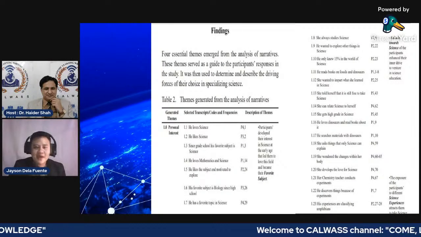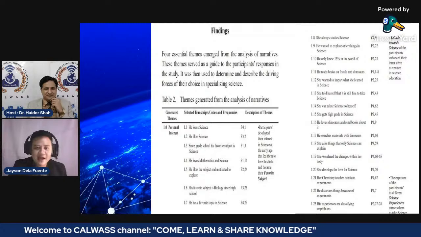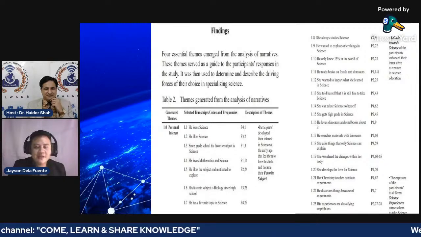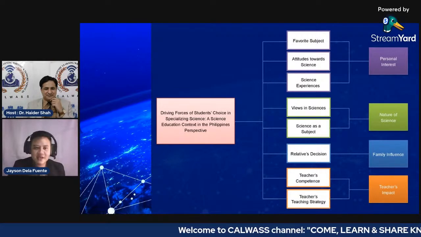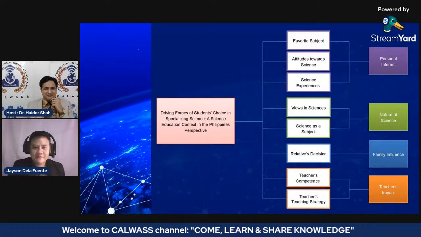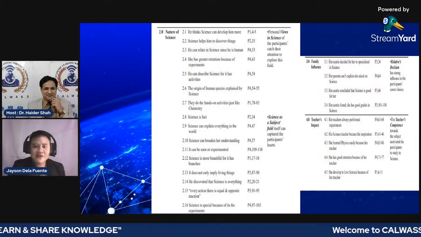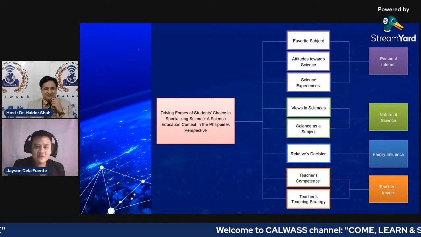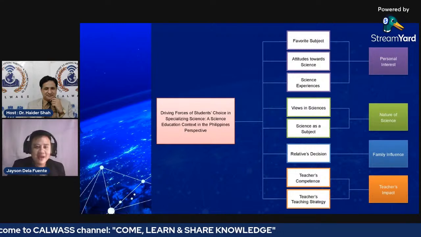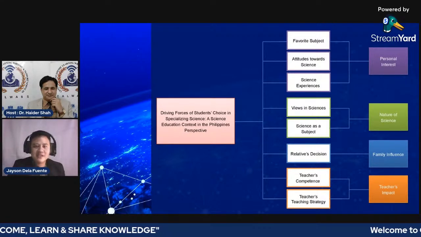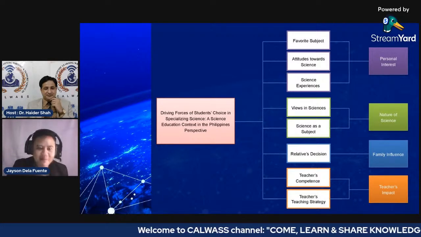In this case, I use Grunwald's data explication process in analyzing my data. Later on, you can see there. Can you see the difference from the data that I have? Hundreds of them, but I turned it into a simple illustration to express the significant findings of this exploration on this topic, driving forces of students' choice in specializing science.